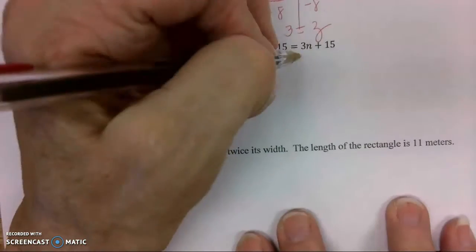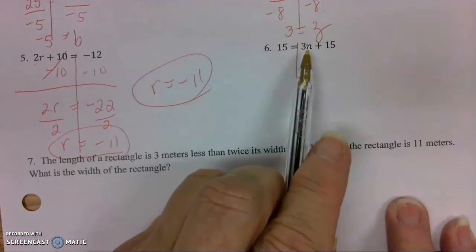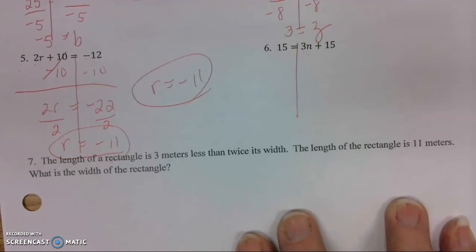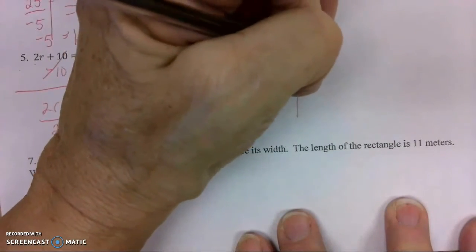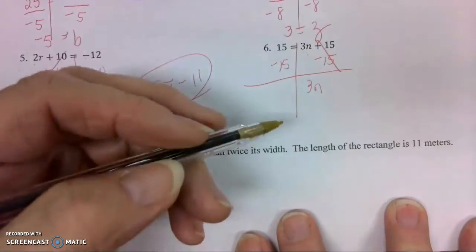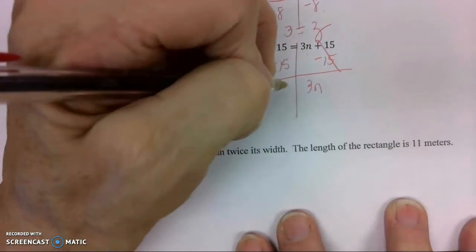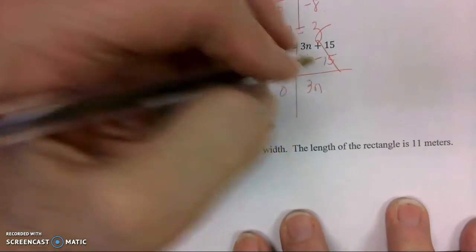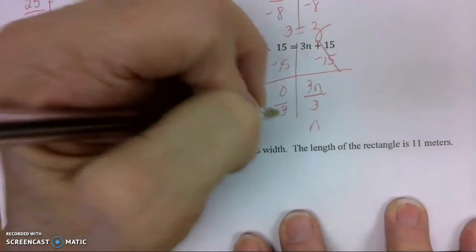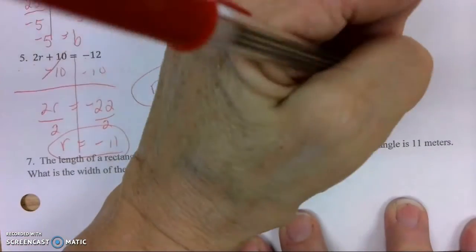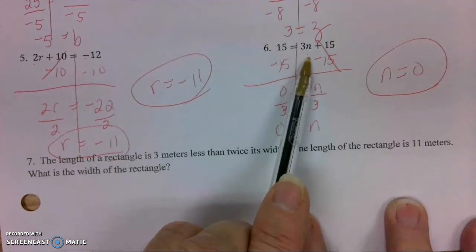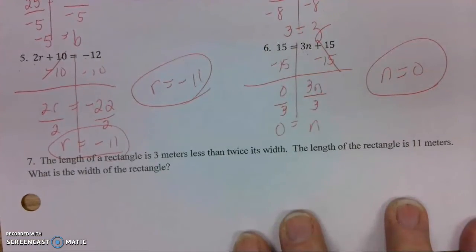Number 6. There's my n, multiplying by 3, adding 15. So I'm going to do the inverse, subtract and divide. I'm going to subtract 15 from both sides. Leaves me with 3n. 15 minus 15 is 0. And that's okay. I can have a 0 there. Divide by 3. n is going to equal 0. And 0 is the solution. 3 times 0 is 0, plus 15 is 15.